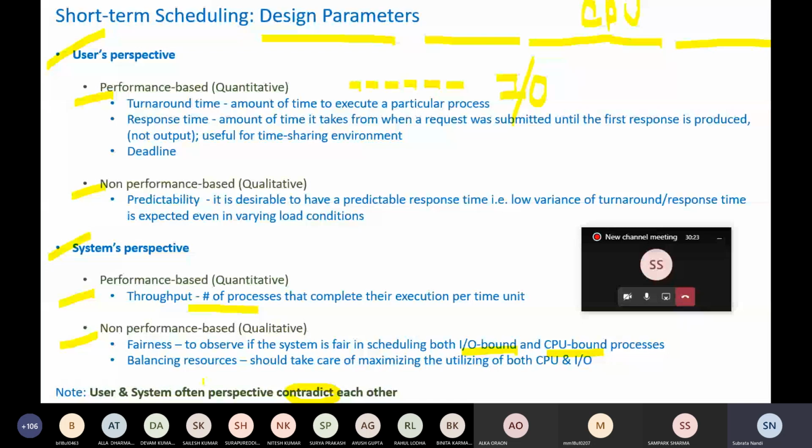And for balancing of resources, the scheduling algorithm should ensure that the utilization of both the CPU as well as the IO is maximized. It should not happen that you are trying to maximize the utilization of CPU, but the IO is just sitting idle and not getting utilized. That's why we often prefer to offer more priority to the IO bound jobs, so that both the CPU as well as the IO are fairly utilized. These are things which you cannot really quantify, but still they are important, and it's a qualitative metric.